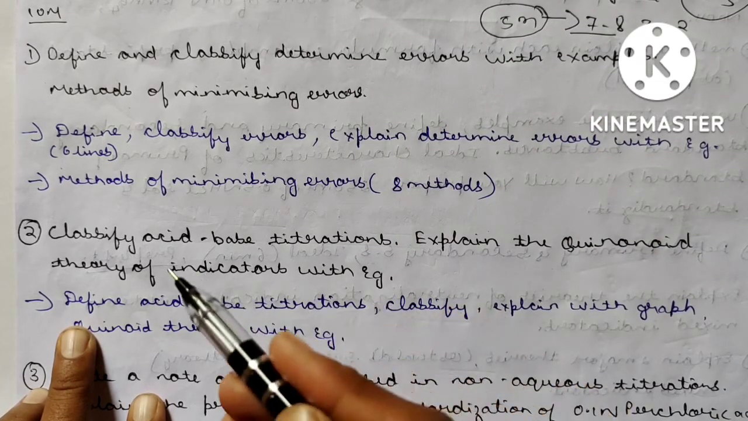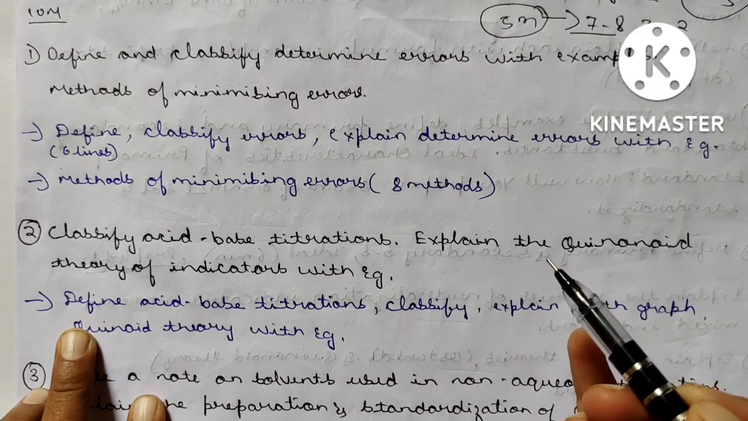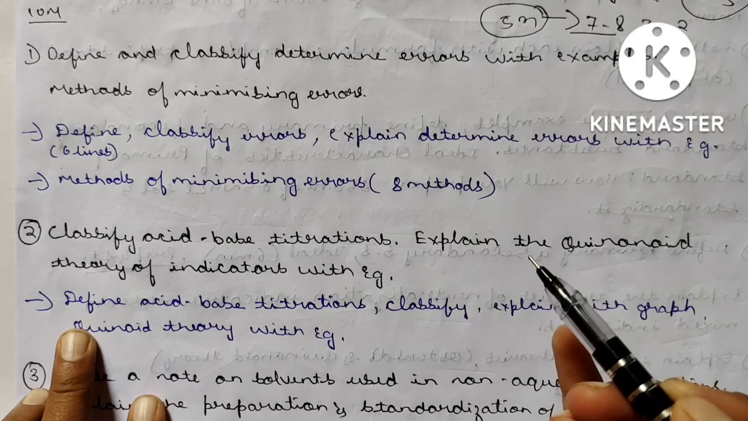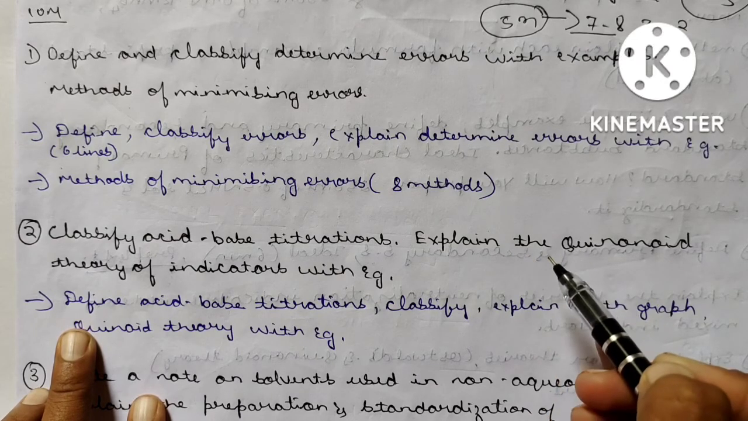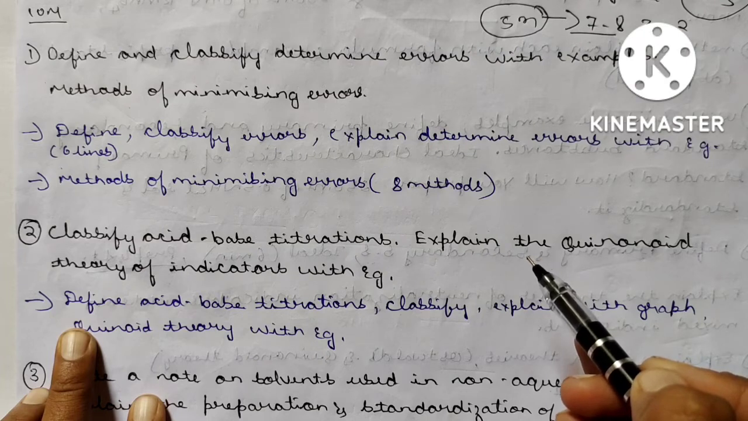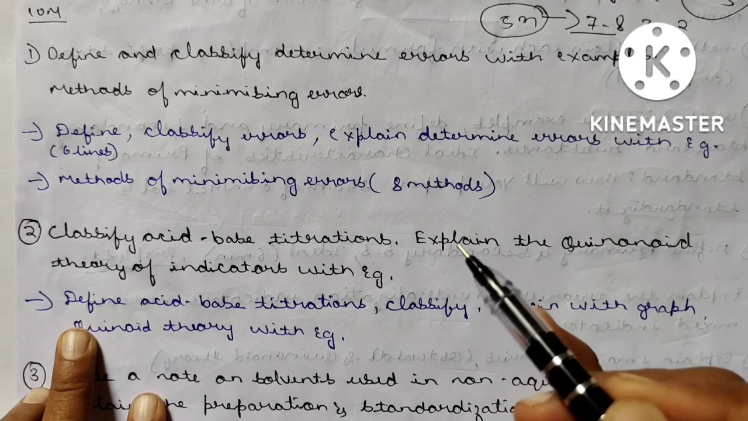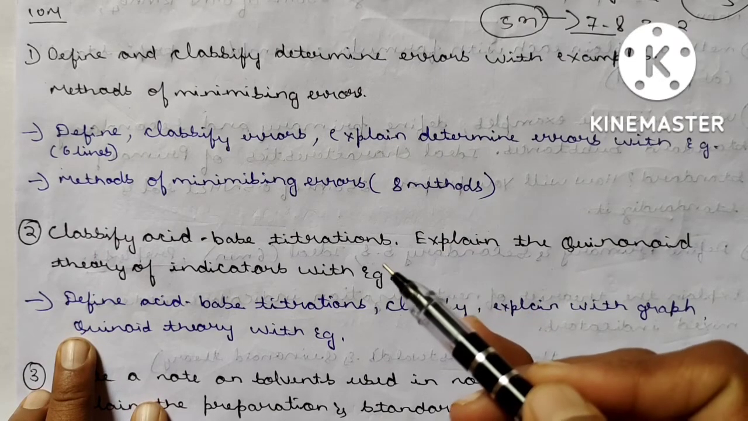After that you go for explaining each one. You explain that with a graph, very important. Then you explain the theory of indicators. Two theories are there, you know that. You explain that theory of indicators.